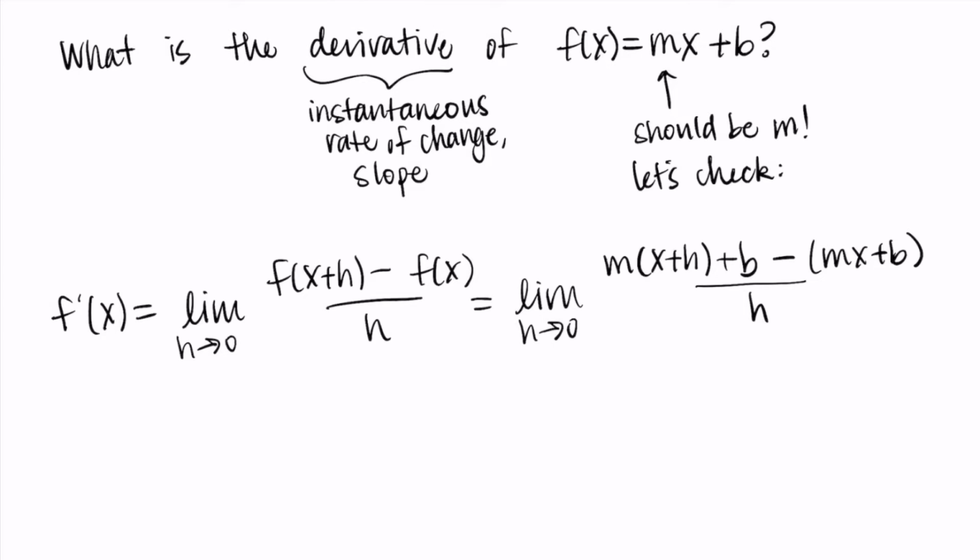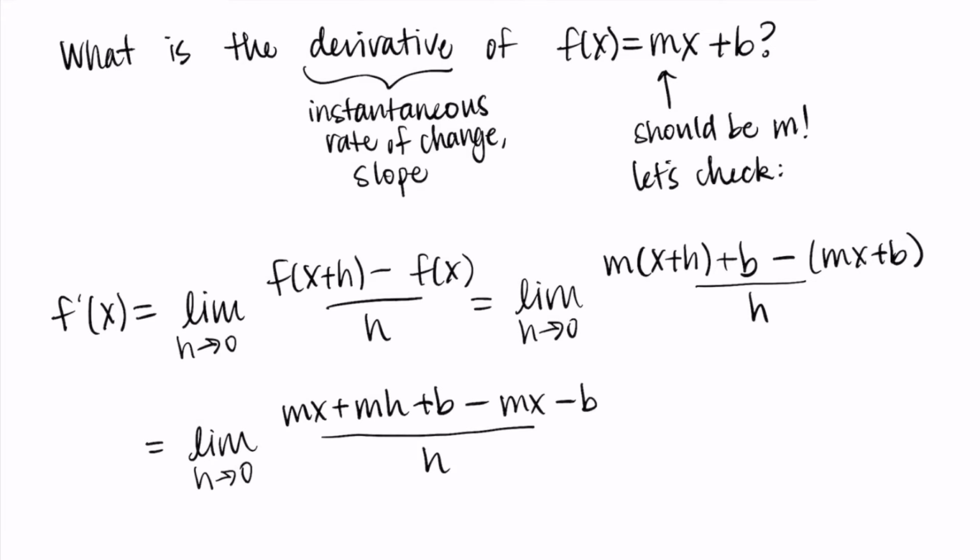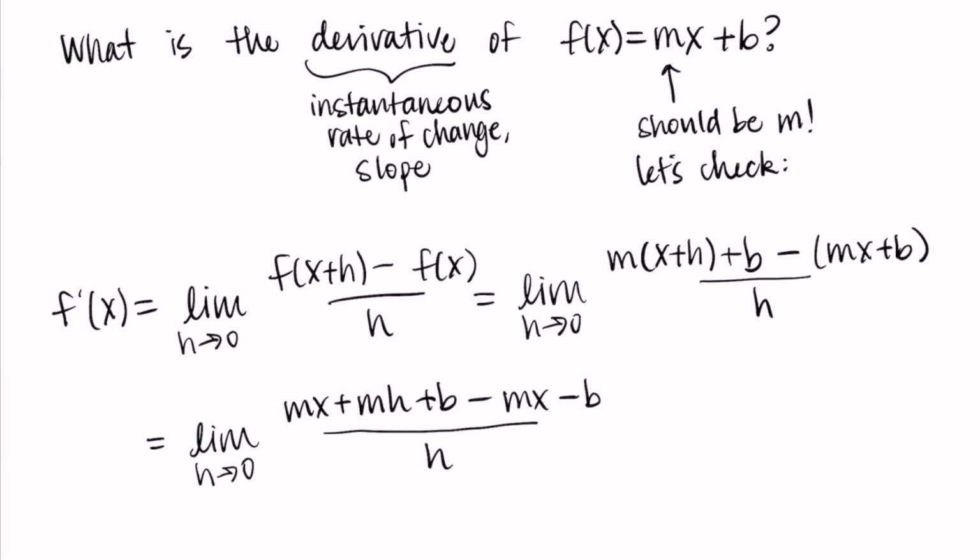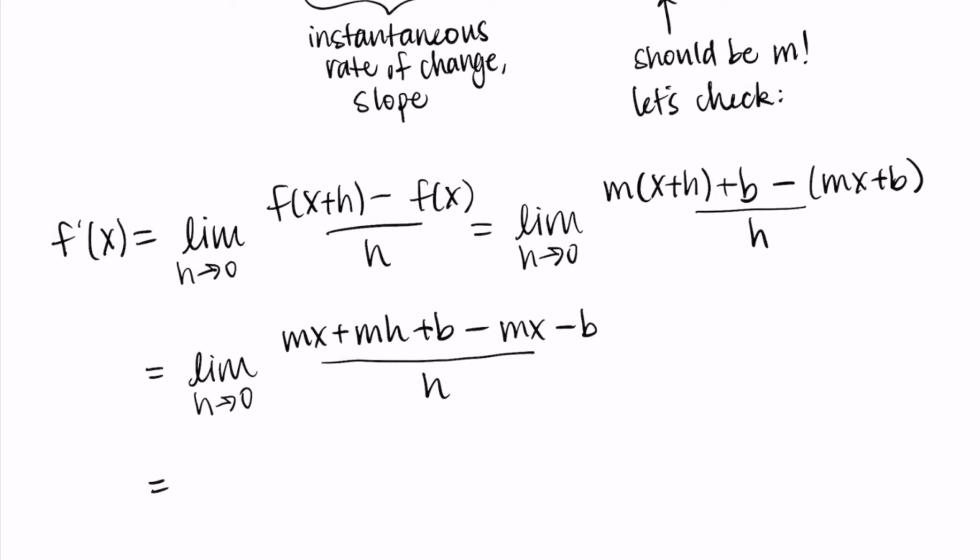So to simplify, I'm going to distribute through these parentheses. So I still have my limit, and then in the numerator, I'm going to have m times x plus m times h plus b. And then we'll subtract off mx and then minus b, and that's still divided by h. Alright, so I'm seeing some things that will cancel. We have two mx's and we have two b's, and so I'm going to cancel those out. Specifically, we have a plus mx and then a minus mx, and we have a plus b and a minus b, so those are going to cancel.